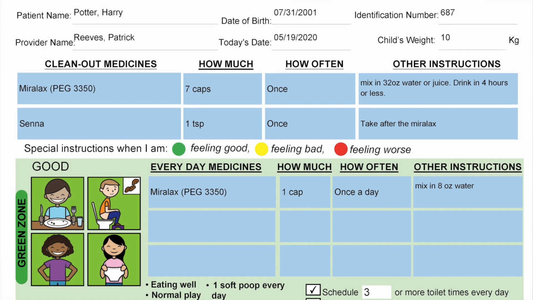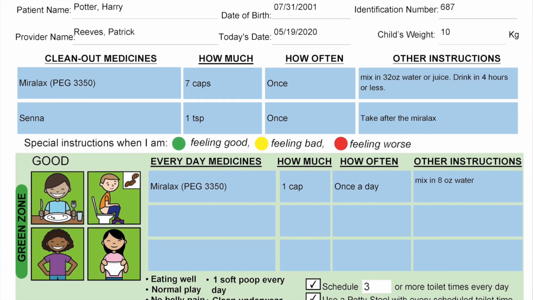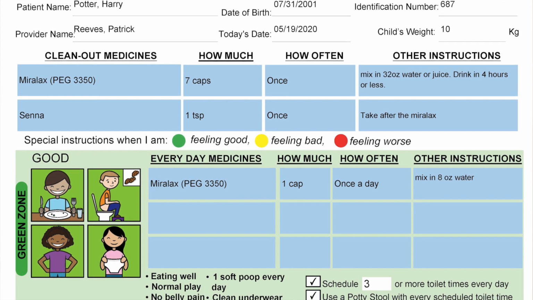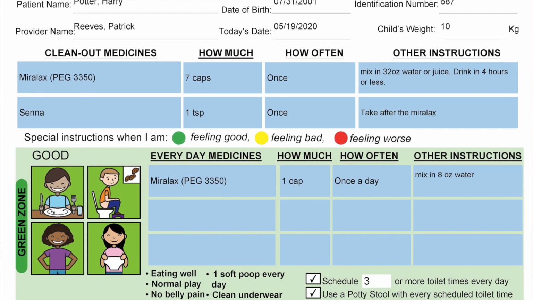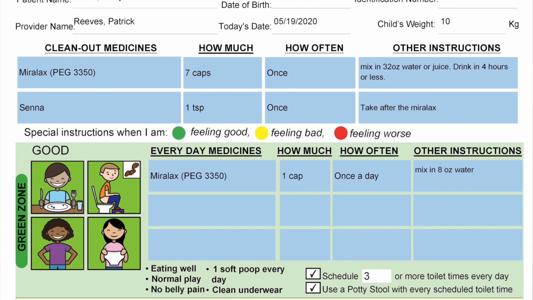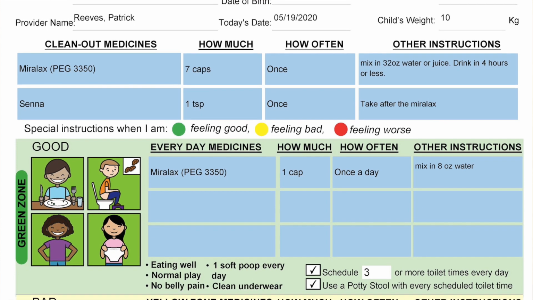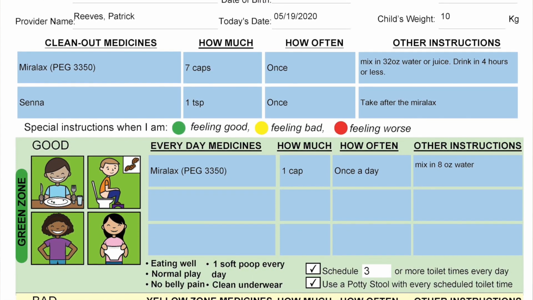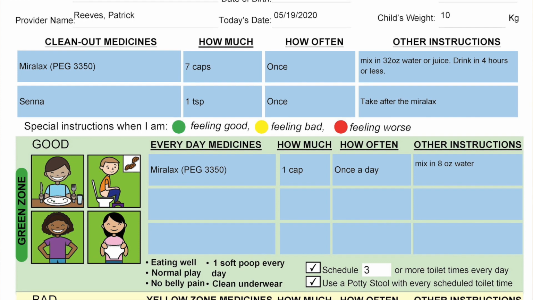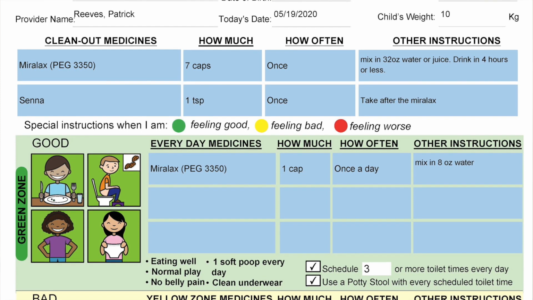The goal would be for the child to have 1 soft stool every day, to have normal play, normal appetite where they're eating their meals, and to not have any signs of pain. You can see in the medication section that there is an everyday medicine column followed by how much, how often, and other comments for things like mixing the medicine powder in a glass of water. Please be sure to review these with your physician prior to leaving the clinic.